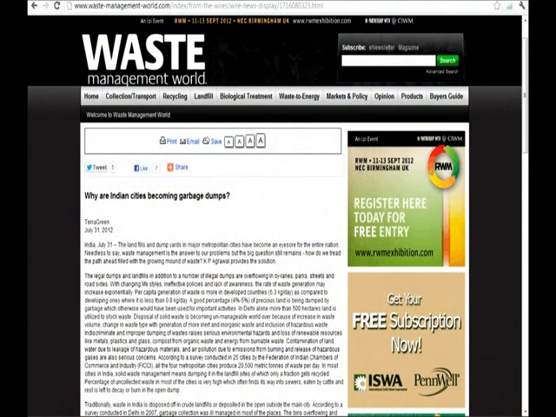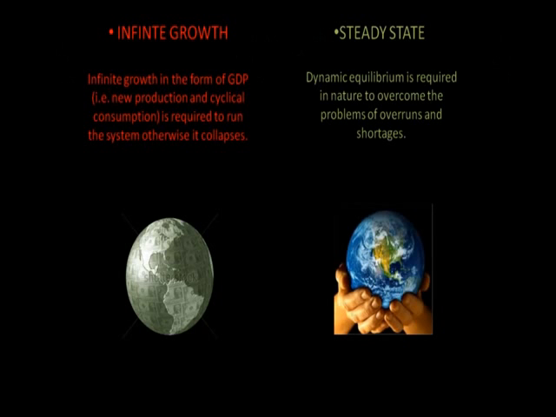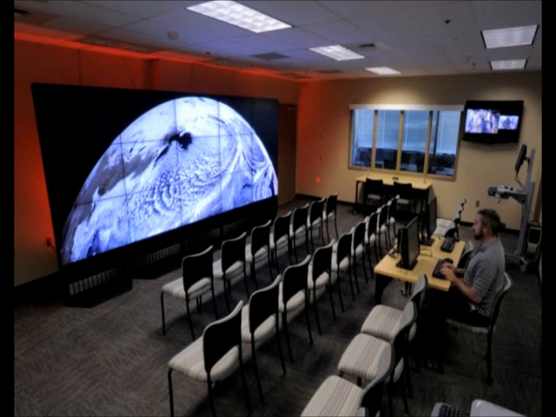Now, against this, resource-based economics says a steady state economy. Dynamic equilibrium is required in nature to overcome the problems of overruns and shortages, which can be done only with the help of technology. No human being can ever sit down and do statistical investigations of all kinds of resources out there in the world. It has to be done by either a computer or a supercomputer or an advanced machine. We cannot do it ourselves.